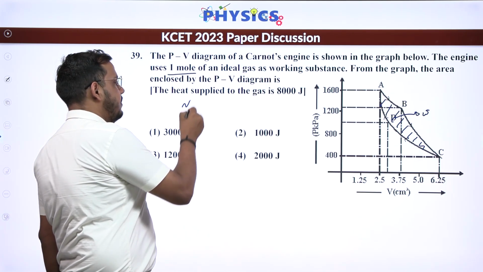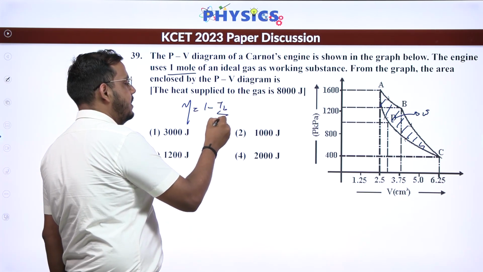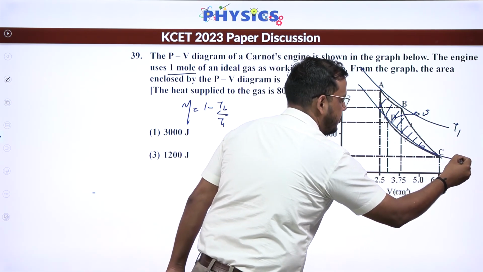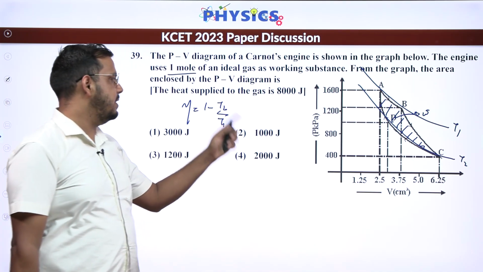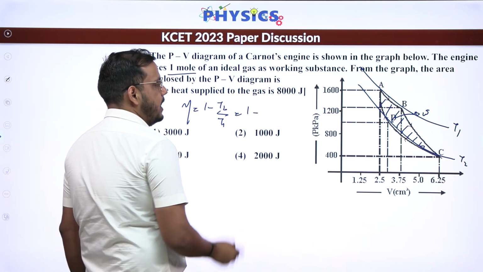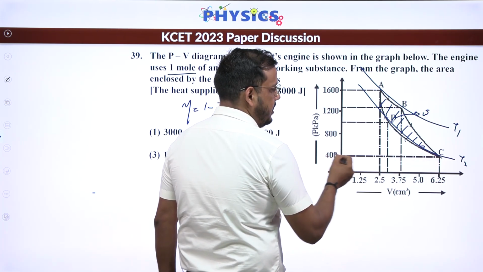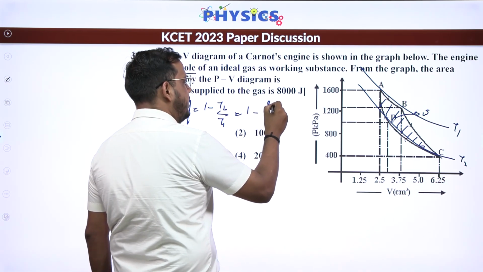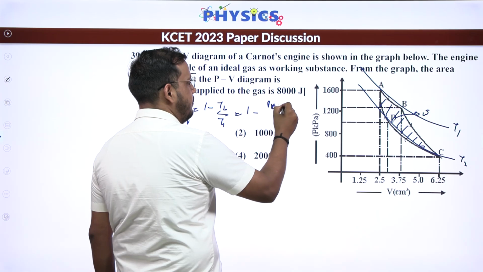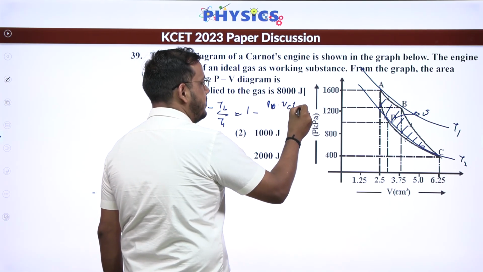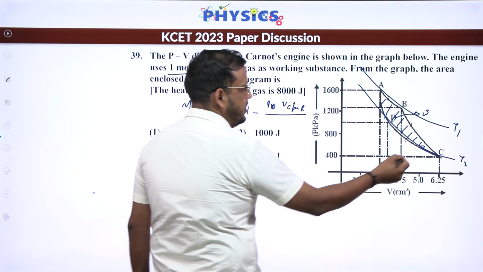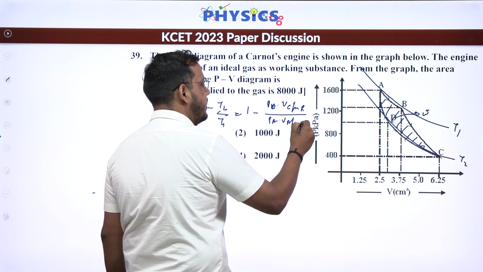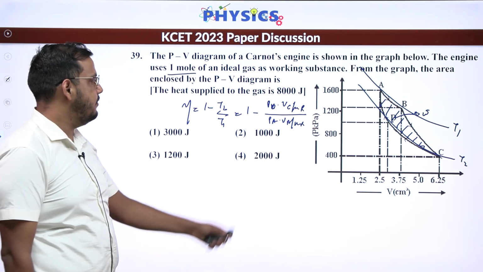So if we follow the efficiency of the Carnot cycle, it is defined as 1 minus T2 by T1. So let's suppose this isotherm has the temperature T1 and this isotherm has the temperature T2. So the formula is 1 minus T2 by T1. So the temperature T2 can be written as pressure into volume by nR. So pressure at point C, volume at point C divided by nR, divided by pressure at point A, volume at point A divided by nR. Since n and R are common, you can cancel them out here.